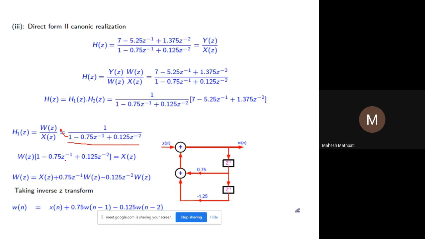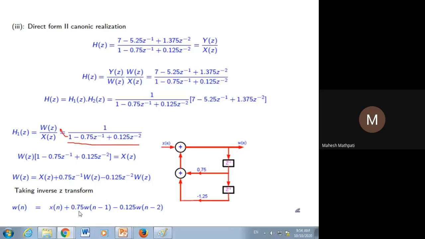So 1 minus 0.75 z inverse plus 0.125 z power minus 2 equals X of z over W of z. Now this W of z equals, he is taking the term X of z and the W of z on the other side. By applying inverse Z transform, we will get w of n equals x of n plus 0.75 w of n minus 1 minus 0.125 w of n minus 2.